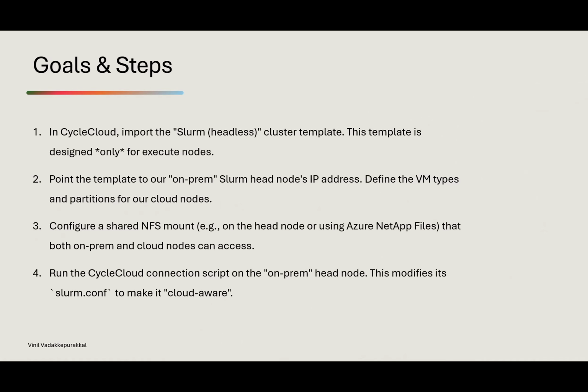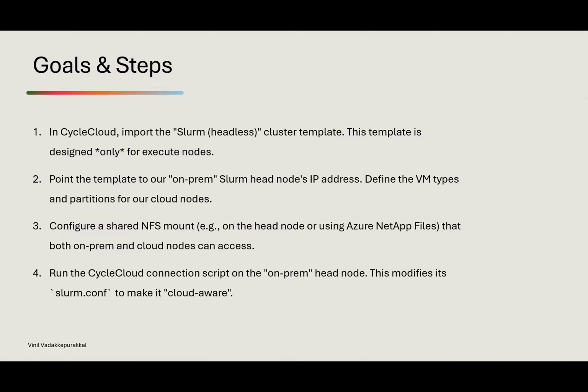So in this lab, we are going to create a headless cluster template which doesn't have the scheduler configuration. This template is designed only for execute nodes. Then we have to point our template to use our Slurm head node that we created in the on-prem network. We have to design the VM types and partitions for cloud nodes. Then we have to configure the shared NFS file system that we created on the head node.